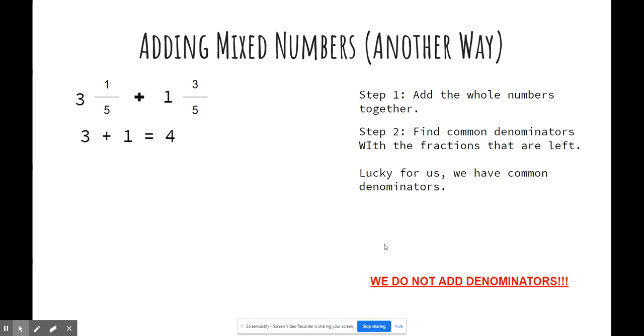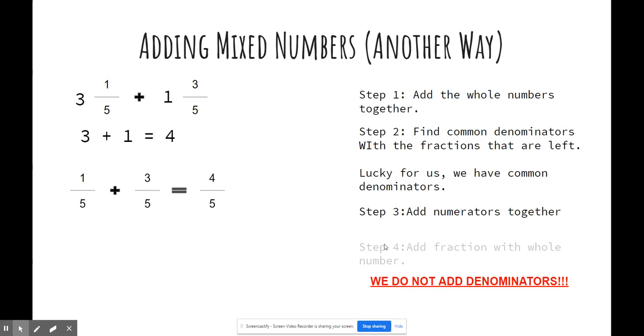Step 2 is we have to find our common denominator with the fractions that are left over. So in this case, it's 1/5 plus 3/5. Lucky for us, we have common denominators. Now all we have to do is add them together. 1/5 plus 3/5 is 4/5. Last but not least, we add our fraction plus our whole number. We end up with 4 and 4/5.